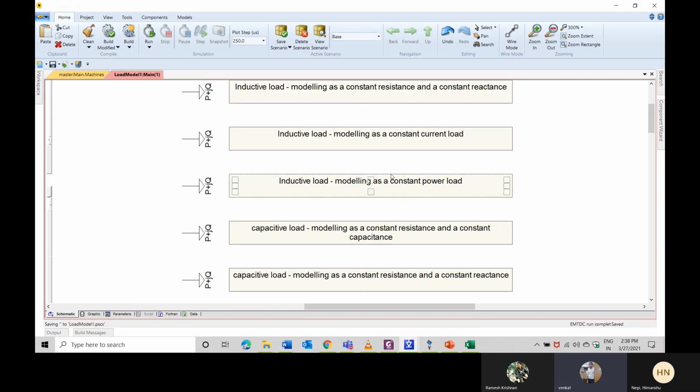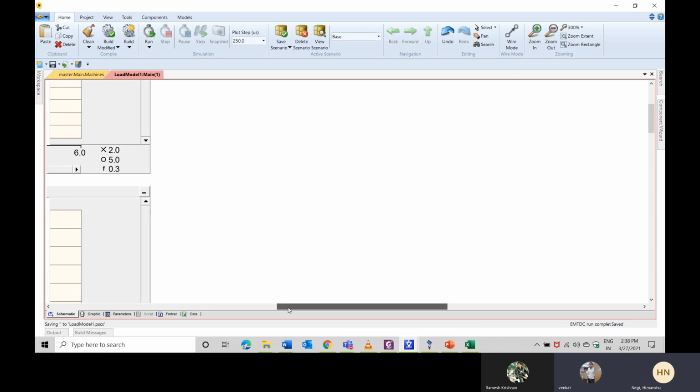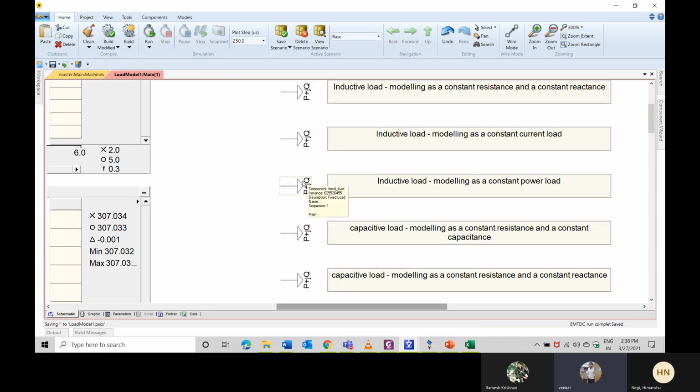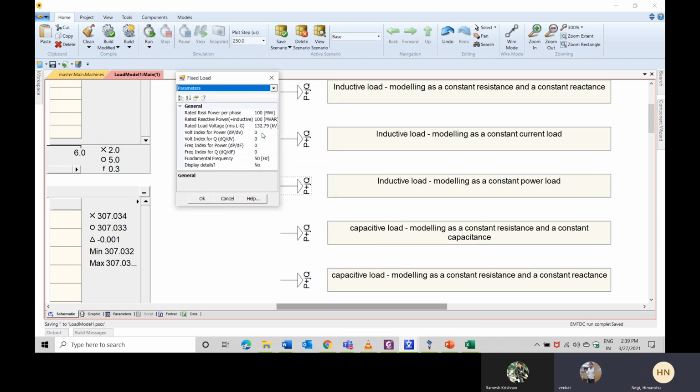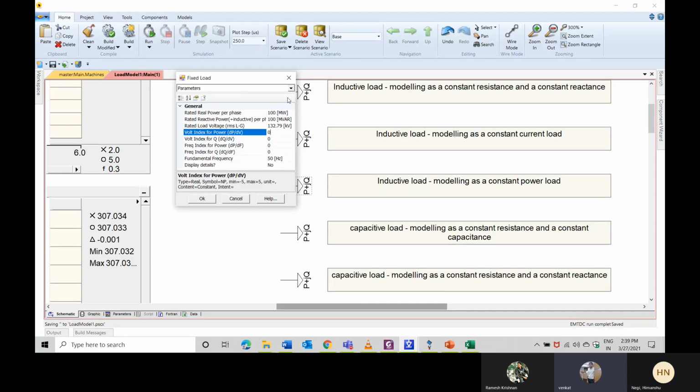This is a modeling as a constant power load. This is what we have seen now, right? Inside this, there will be values for MW and MVAr. All the other values will be zero, because here I have kept all those values as zero.